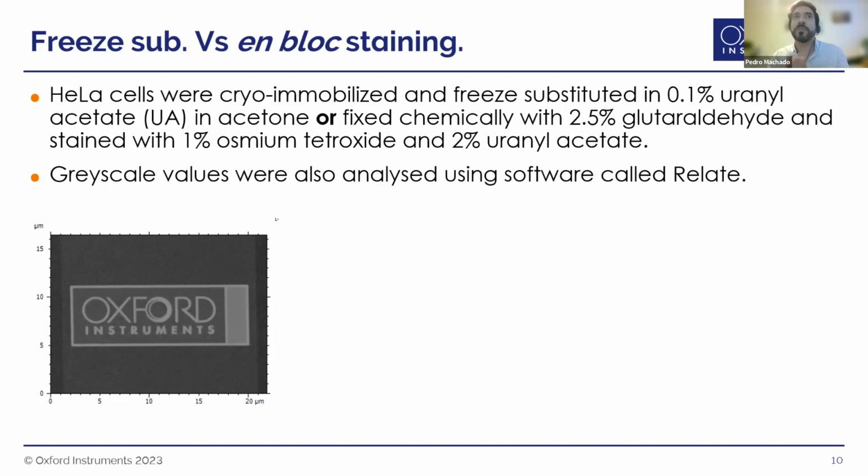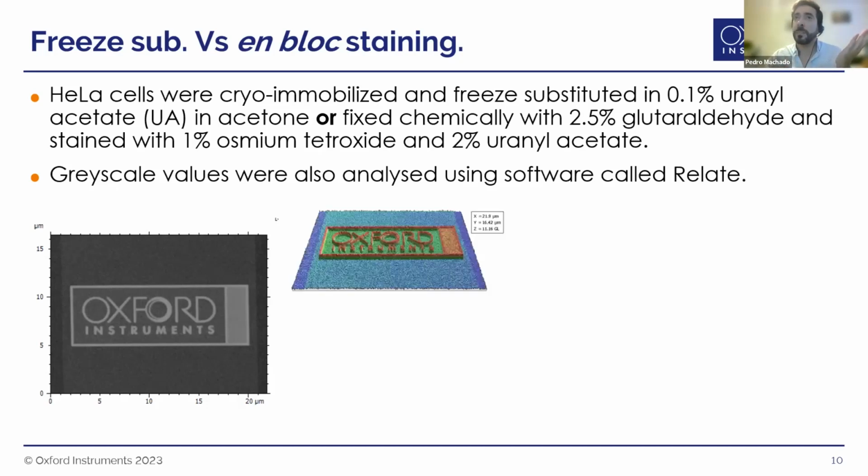So we went for 0.1 UA free sub in acetone, so cryoimmobilized, cryofixed cells. And then we compared those with chemically fixed cells where we still used the osmium. We tried to go for the typical TEM protocol with 2% uranyl acetate in block staining. Then we used our image analysis software Relate, where we were able to quantify the grayscale values of our EM images, but also quantify the weight percentage of our maps as a peak intensity.